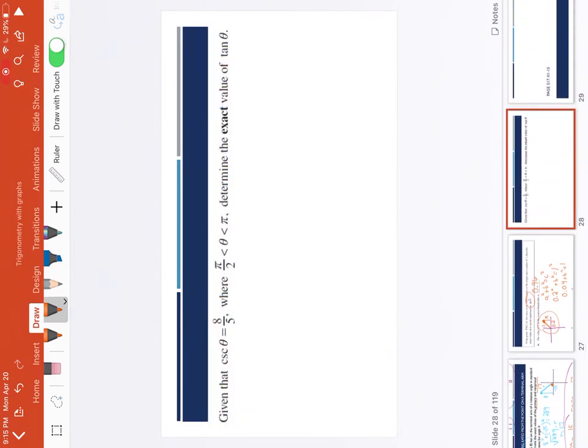Okay, last question of the day. Given that cosecant equals 8/5, oh, and look, they tell us where the angle is, so we don't have to draw both scenarios this time. We know that the angle is between pi/2 and pi, so that means it has to be in quadrant 2 here. There's my angle in quadrant 2, okay? And they gave me the ratio.